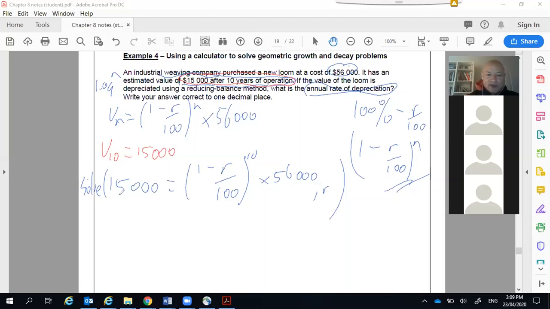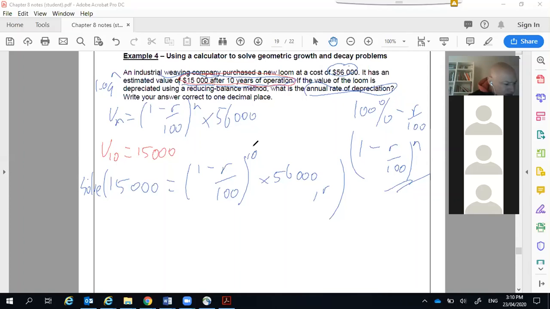Let me have a look. Solve 15,000. Yes, I've got all my answers in. So when we do this, it's just going to find our R. Let me do this: solve menu, algebra, solve. 15,000 equal to 1 minus, get my fraction, R divided by 100. Oops, I forgot to put brackets around there. Let me go back and put an opening bracket there, and a closing bracket here, to the power of 10, times 56,000, comma, R. Press enter.